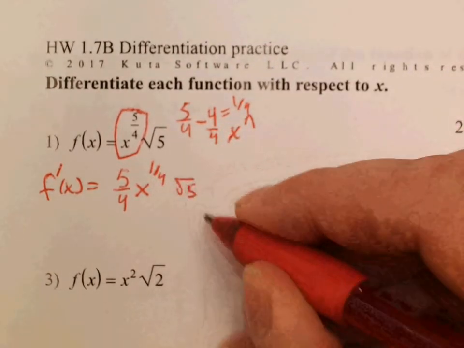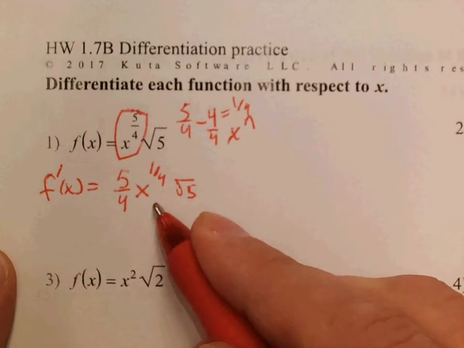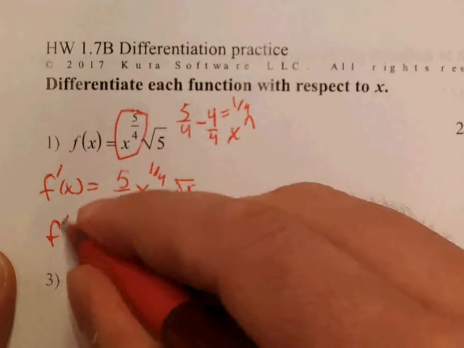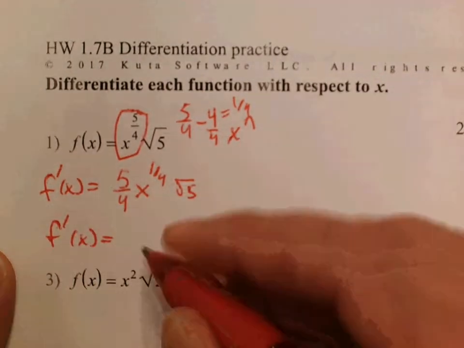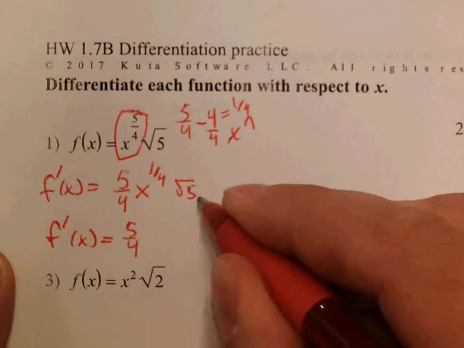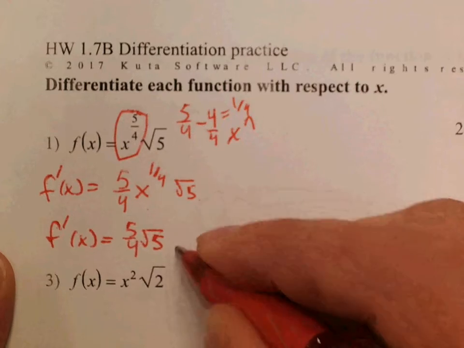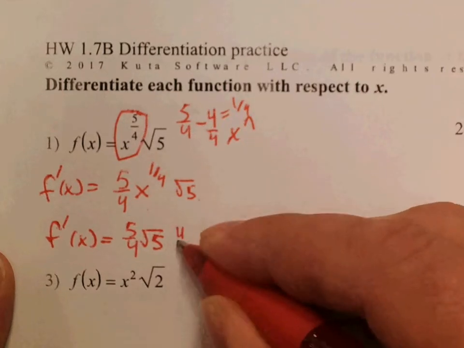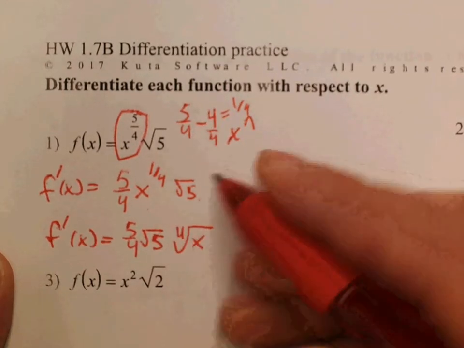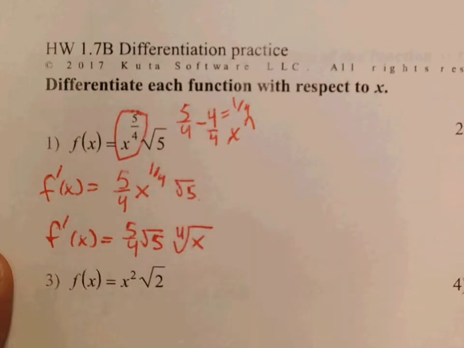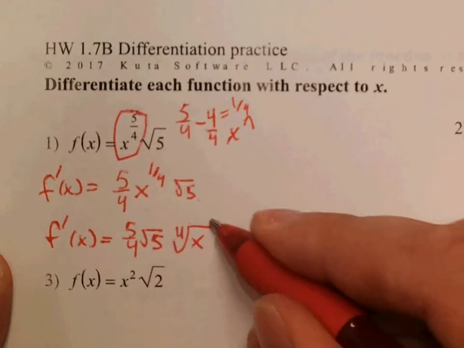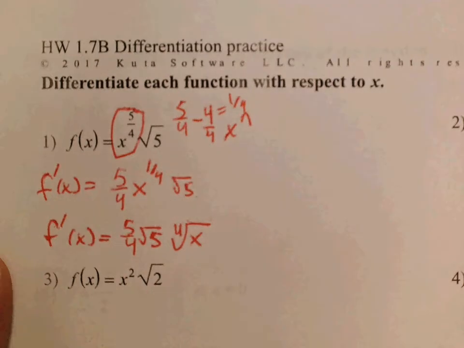Times the square root of 5. I can rewrite my fraction exponents. This is going to be 5/4. I'm going to reorder to put the square root of 5 here. 5/4 square root of 5 times the 4th root of x. Remember that the denominator in an exponent tells you what root you do. The numerator tells you what power x is to.